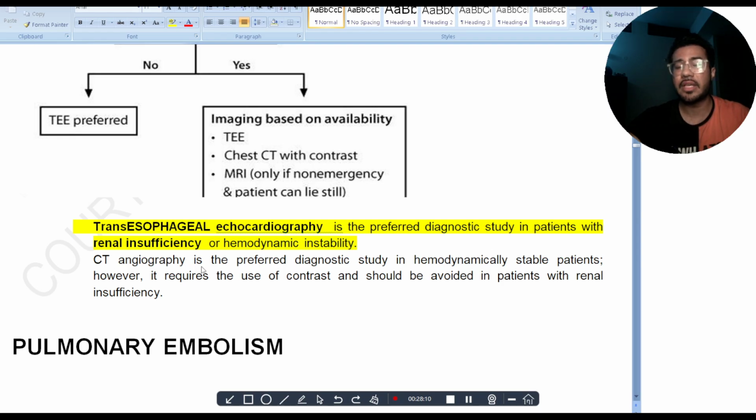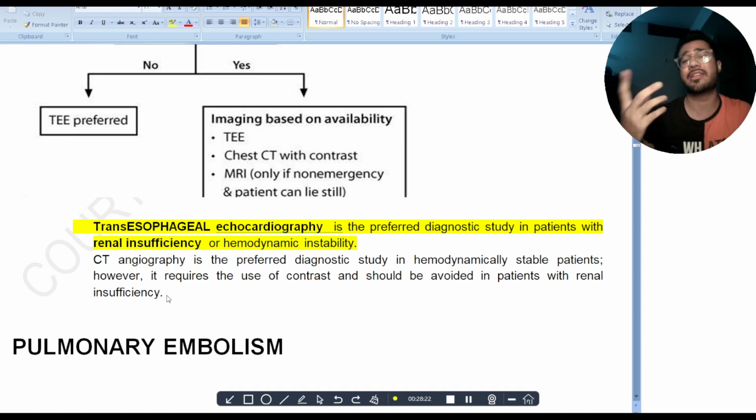CT angiography is preferred in hemodynamically stable patients. However, it requires use of contrast and should be avoided in patients with renal insufficiency, prior renal insufficiency, or an AKI due to the dissection itself.